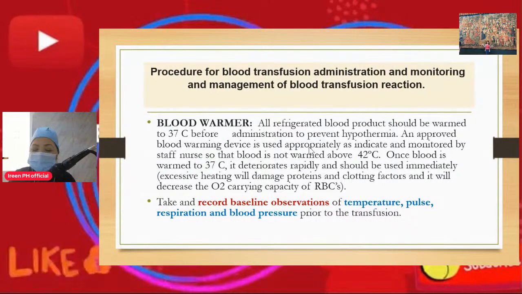I remember this when I was in the ward area before. We have monitoring if there is blood transfusions patient. We had to monitor it. We have to be observant if there is a case for blood transfusion.